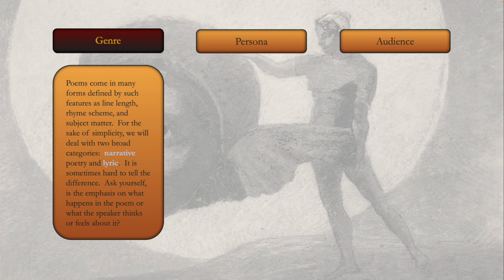But for this class, for the sake of simplicity, we will deal with two very broad categories of poems. We'll talk about narrative poetry and lyrics. It is sometimes hard to tell the difference. So you've got to ask yourself, is the emphasis in this poem on what happens, or is the emphasis on what the speaker thinks or feels about it?